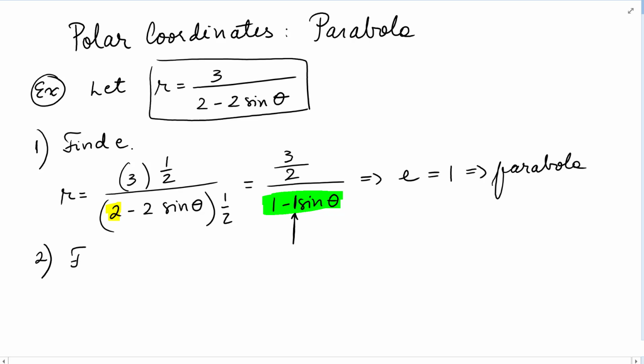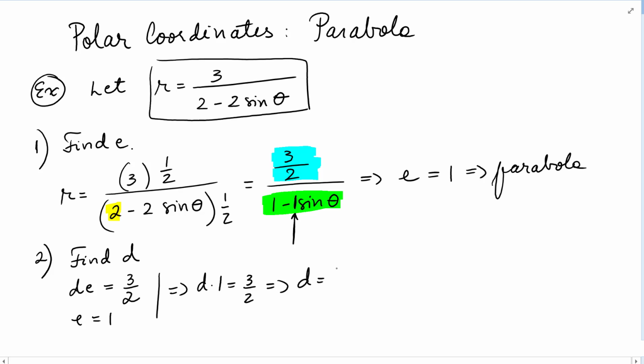Part 2. Let's find d. We know that d times e is equal to the numerator of the equation in standard form, so it's 3 over 2. We know that e is 1, so d times 1 equals 3 over 2, which makes d equal to 3 over 2. But because the equation is in the form 1 minus sine of theta, the directrix is y equals negative 3 over 2.